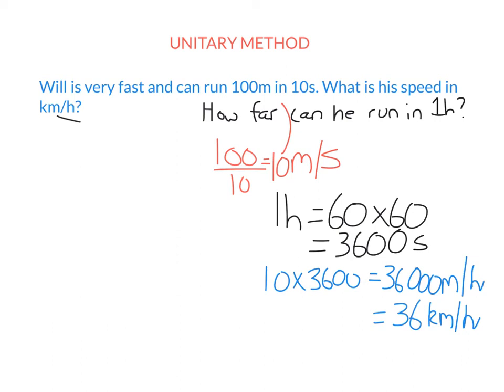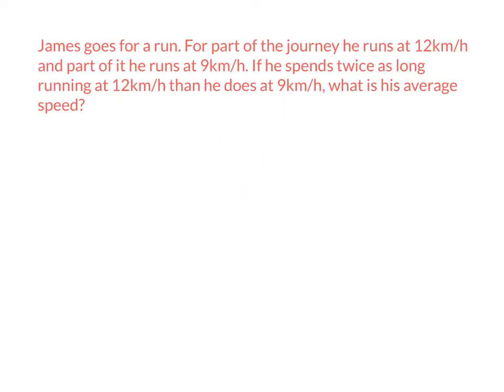All right, I'm just going to do one question that's a little bit harder, so green and black students don't need to worry about this if you don't want. All right, let's do this question here. James goes for a run. He runs part of it at 12 kilometers an hour and part of it at 9 kilometers an hour. If he spends twice as long running at 12 kilometers an hour than he does at 9 kilometers an hour, what will be his average speed?